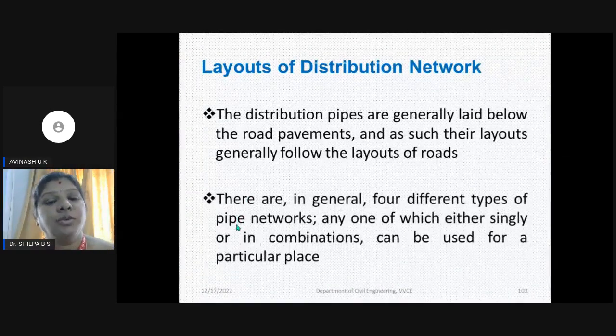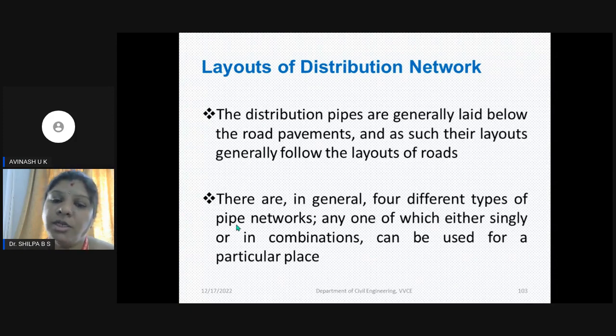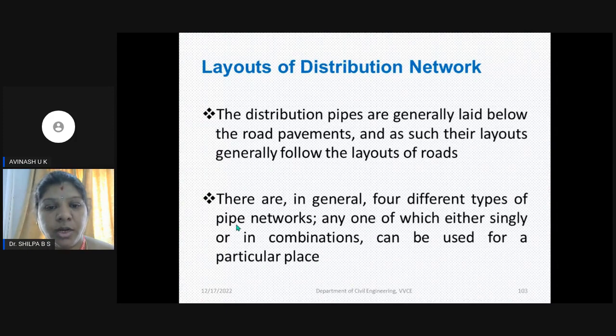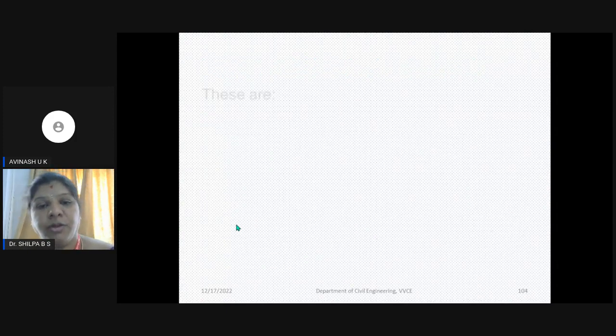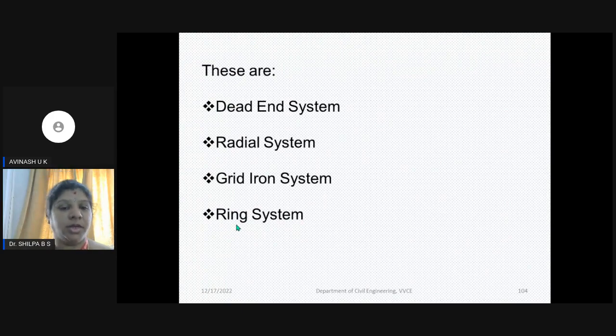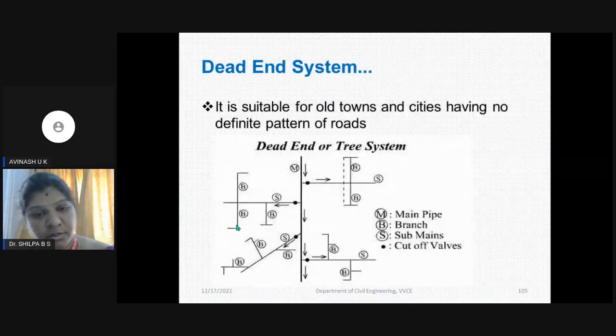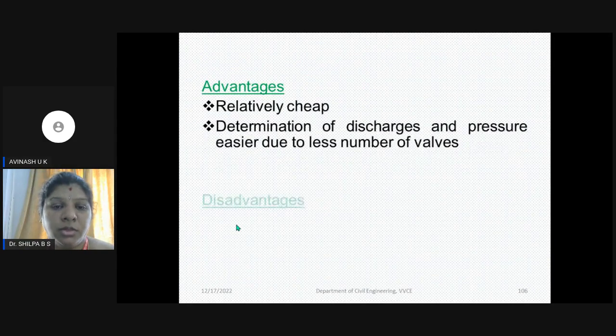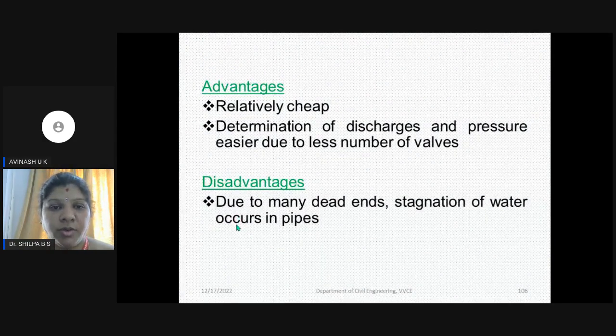The layout of the distribution networks will be laid below the road pavements, and generally the layout will follow the layout of the roads. There are different types of pipe networks that are used: dead end system, radial system, gridiron system, and the ring system. Usually the dead end system is suitable for old towns or cities. It has its own advantages and disadvantages.